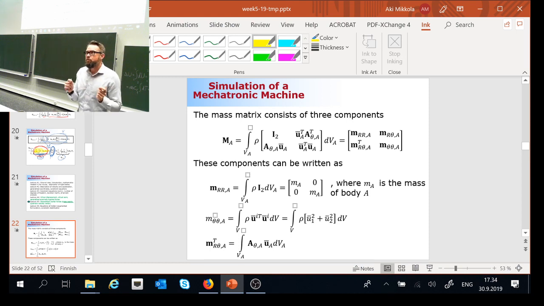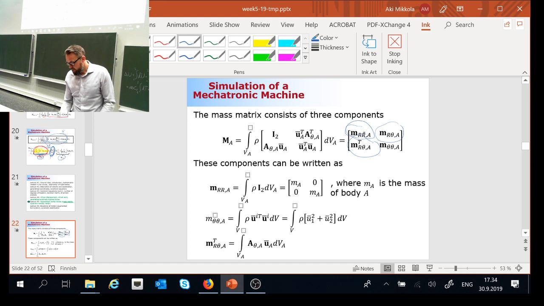It is a symmetric matrix in such a way that the off-diagonal components, this one and this one, have the same numerical values. They are symmetric, which is good news, mathematically good news. This is the first component.